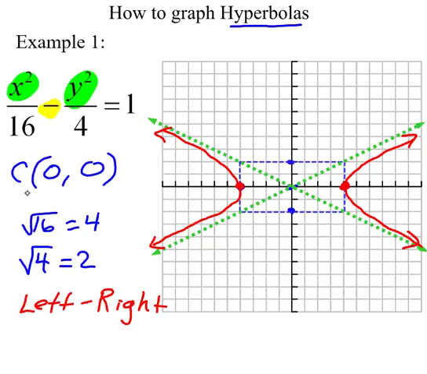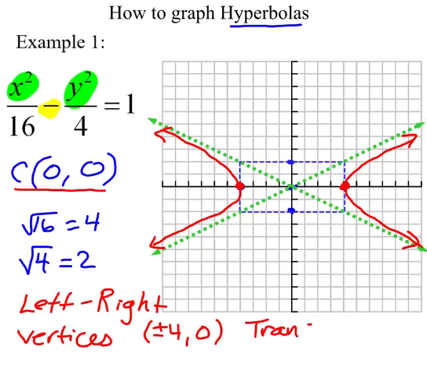Now, I already wrote my center. I could also write the coordinates of our vertices. Our vertices are the points on the magic rectangle that the branches hit. And those vertices happen to be plus or minus 4, 0. I can also find what's called the transverse axis. The transverse axis is the distance between these two vertices. So I'm 4 on the left and 4 on the right, so a total of 8 units.